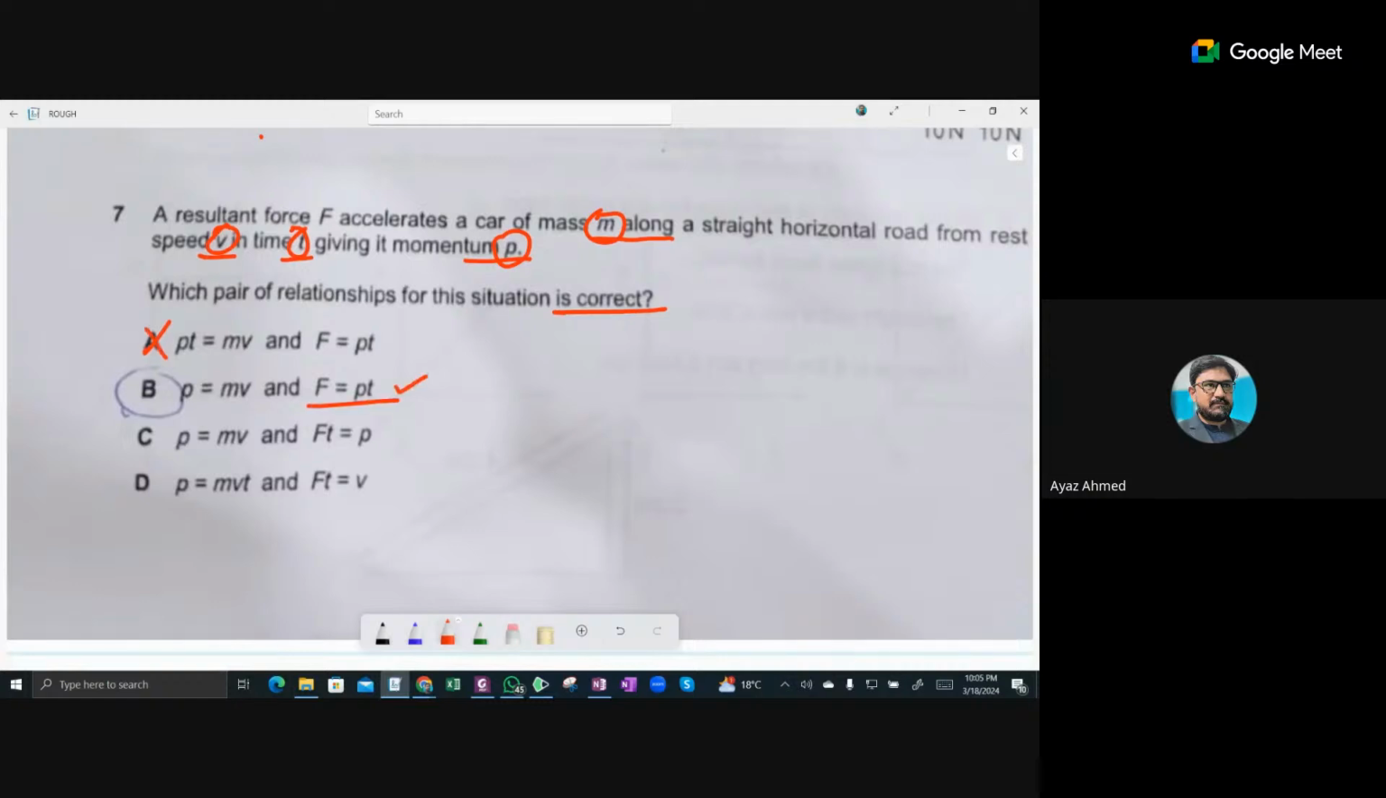P is equal to mv and Ft is equal to... Oh, wait. This F is equal to P by t. That means that P is equal to Ft. So that is not correct. So momentum is equal to mv and Ft is equal to p. So option C is correct.